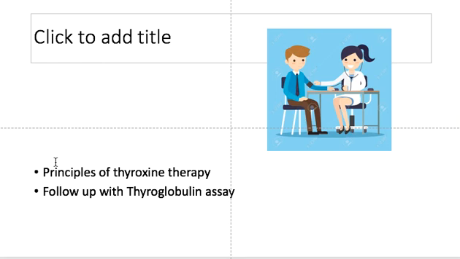But it should be individualized. Say if you have a very elderly patient where you are having high thyroxine levels and it may have some cardiac effects, then you may have the TSH level in the normal range.